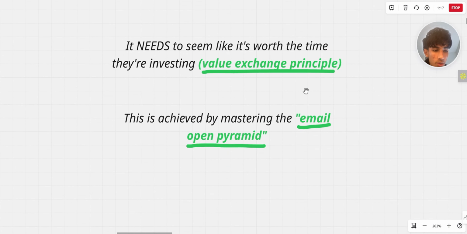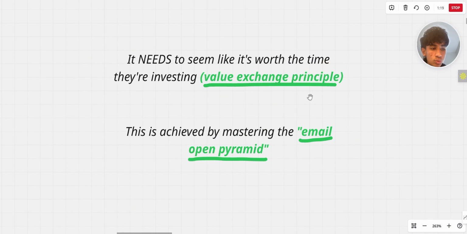place. Now, what we have to understand is that in order to get people to open our emails, it needs to seem like the email is worth the time that they're investing. Now, this is called the value exchange principle. Is the time that they're investing going to be worth what they get in return?